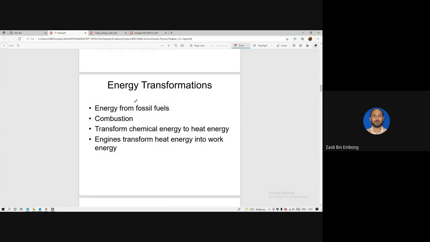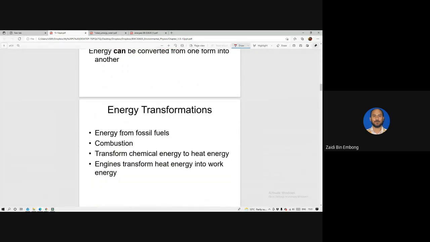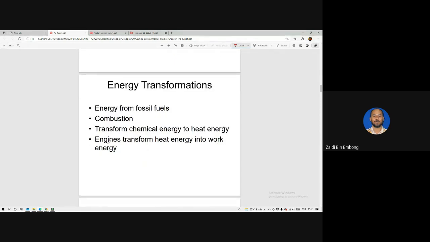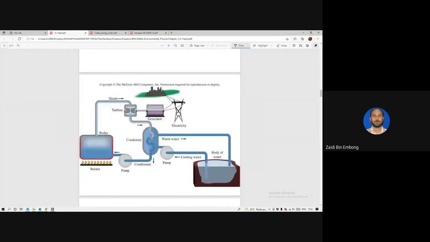In terms of energy transformation, energy is normally generated from fossil fuel or combustion, or burning. From the burning, the energy can transform, maybe you burn methane. I mean you are burning a chemical, producing a chemical reaction and releasing the energy. Then we have chemical energy to heat energy. Okay, all right. And then the engine transformation and so on. Now, this is the transformation.